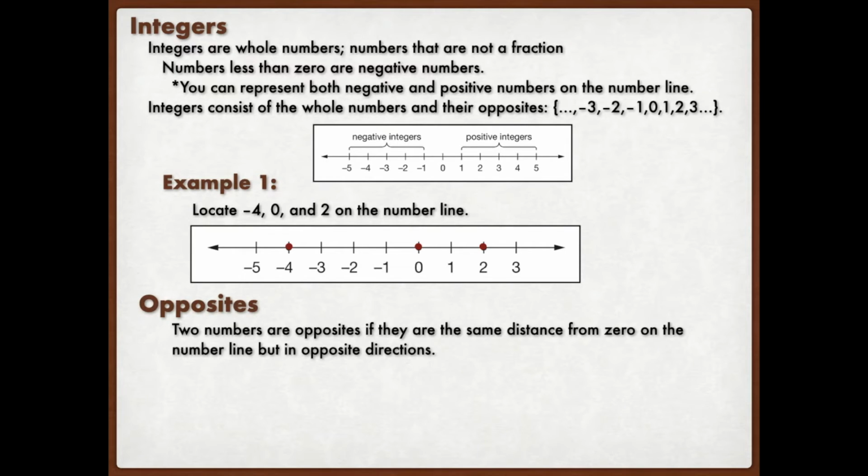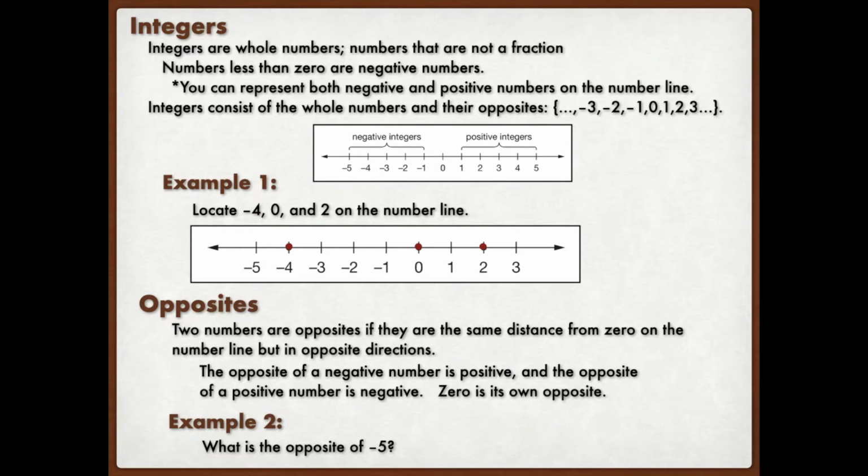Now, two numbers are opposites if they are the same distance from 0 on the number line, such as -1 is the same distance to 0 as 1. So they are opposites. -3 is the same distance to 0 as 3 is on the number line. The opposite of a negative number is positive, and the opposite of a positive number is negative.